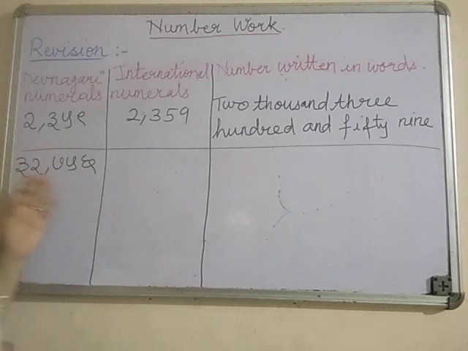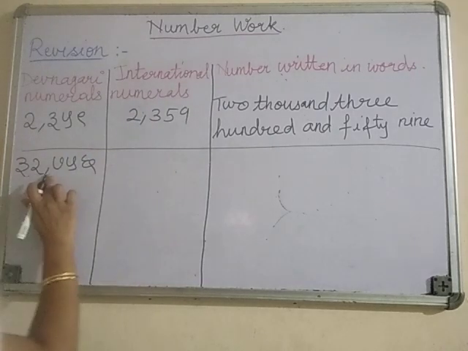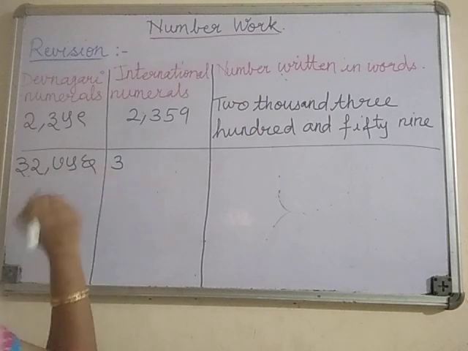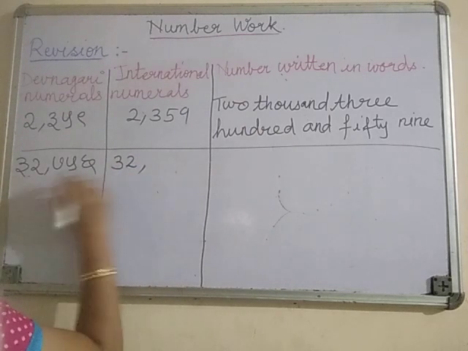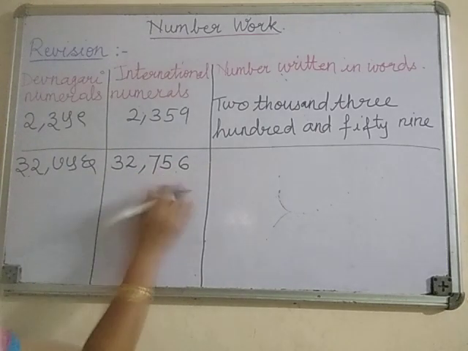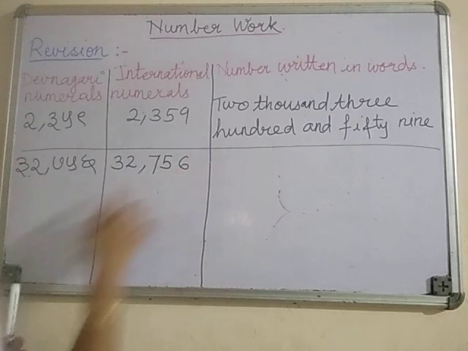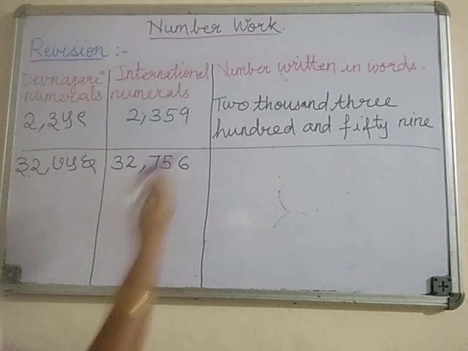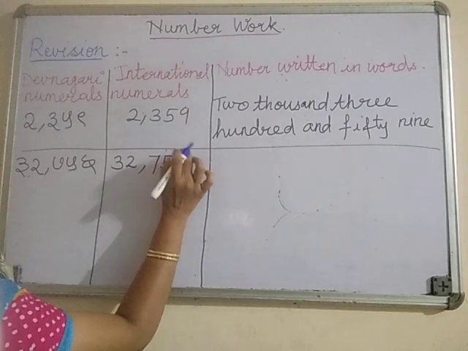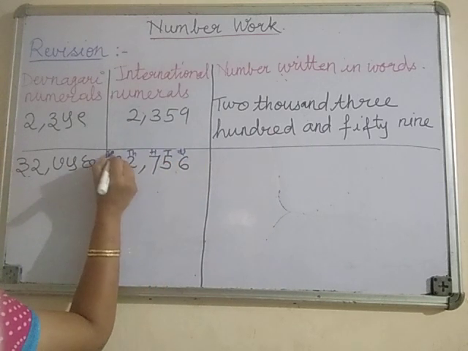32,756. Now, when you are writing it in English, or in international numerals, you will write it the same way as given here. The only thing is that 3 you will write like this, 2, 7 you are going to write like this, 5 and 6. Fine. First you know that this is the units place, tens, hundreds, thousands and 10,000.